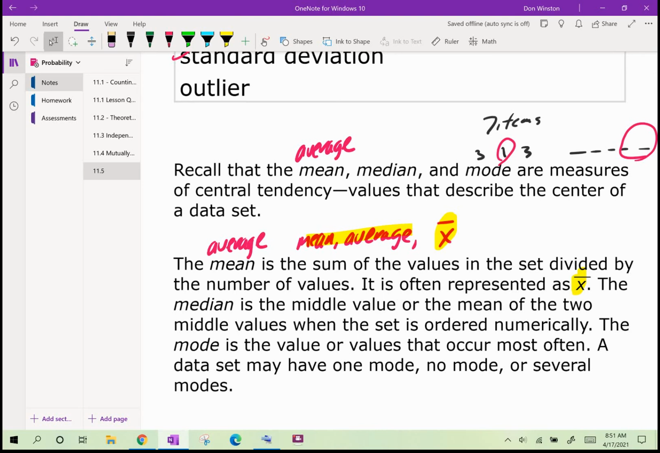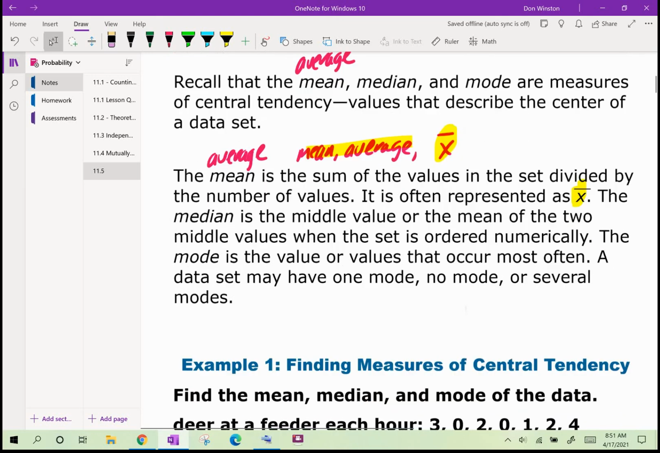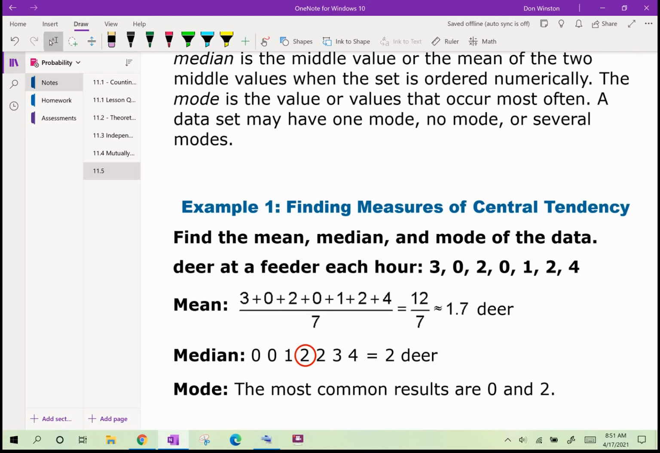The mode is the value or values that occur most often. A data set may have one mode, no mode, or several. So let's take a look at all of this. A lot of this you've done before. Find the mean, median, and mode of the data set.